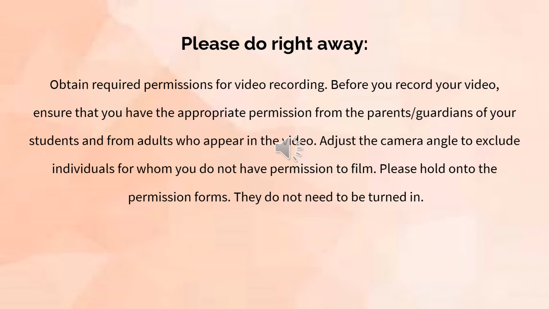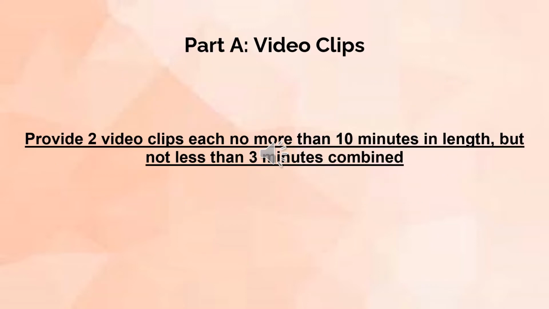For these videos, you want to make sure that you adjust the camera angle. If there are any students who did not give you the permission slip, so that we don't see them on camera, they can still be in class, but you can't see them or hear them. You will need to provide 2 different video clips. Each one cannot be more than 10 minutes, but they cannot be less than 3 minutes combined. You want to make sure that you don't go over or under this number, or you'll be scored as an incomplete.